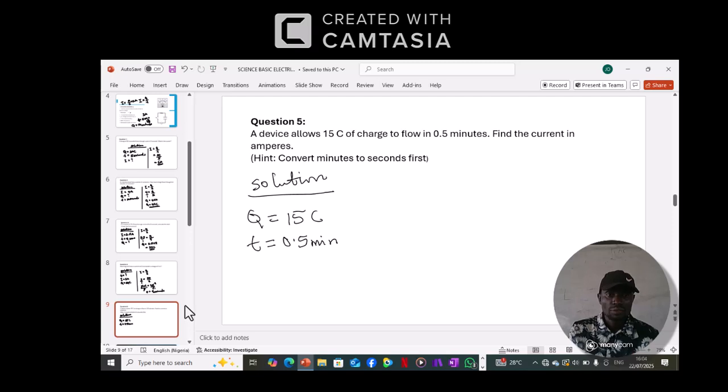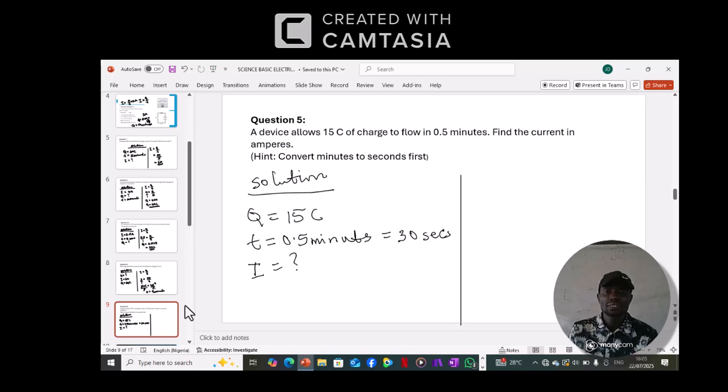What is 0.5 minutes? Half a minute. 0.5 minutes means 30 seconds. That is half of a minute. The time must be converted to seconds. So find the current in ampere. I in ampere. You have to look for ampere.